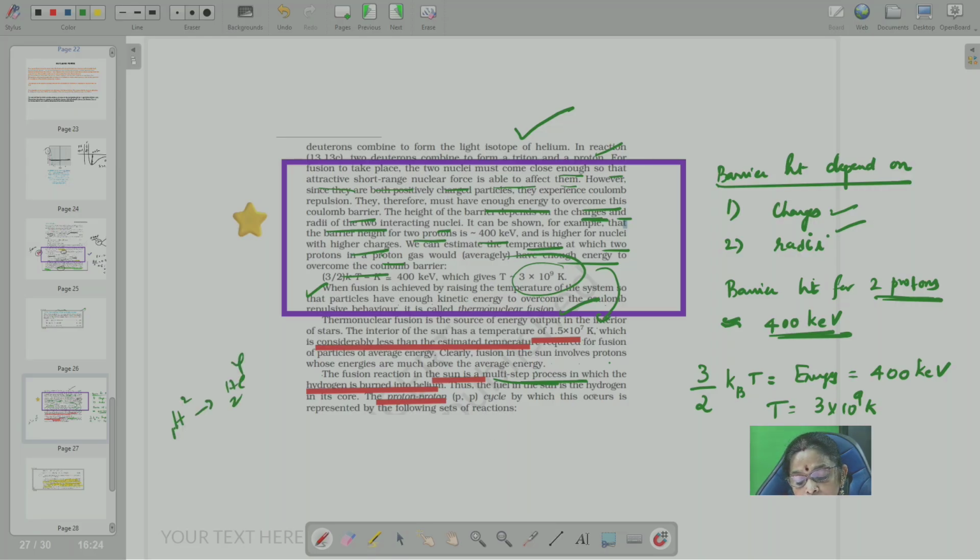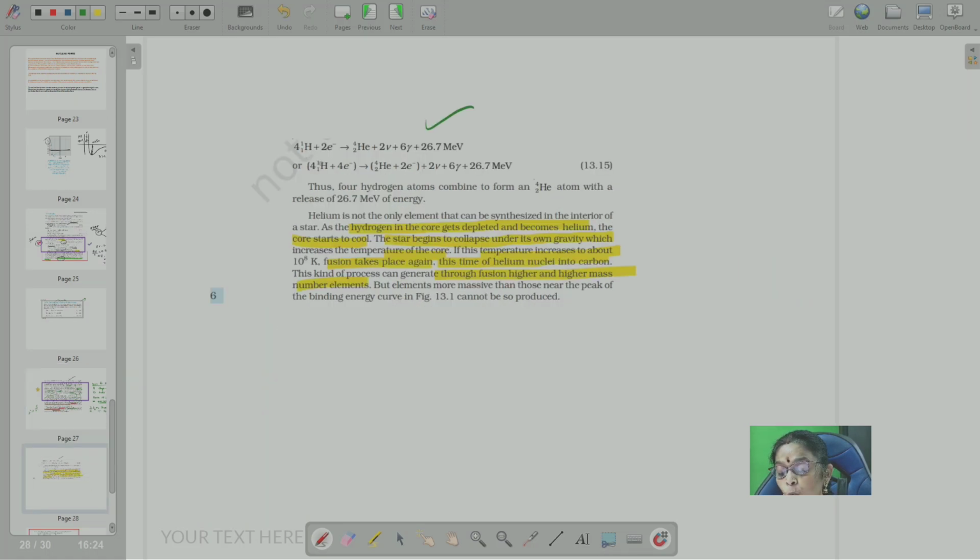Thus, the fuel in the sun is the hydrogen in its core. The proton-proton cycle by which this occurs is represented by the following sets of reactions. So 4 hydrogen atoms combine together to produce helium. So 4 hydrogen plus 4 electrons will give helium. Thus four hydrogen atoms combine with the release of 26.7 mega electron volt of energy. Helium is not the only element that can be synthesized in the interior of a star. Hydrogen is converted into helium.